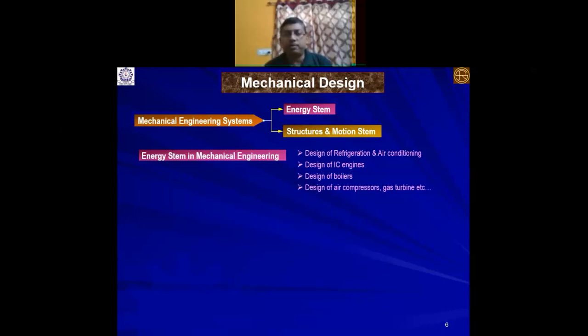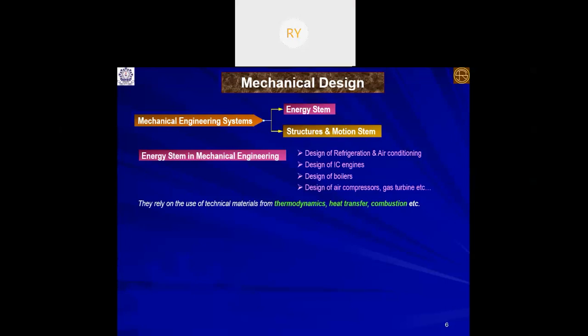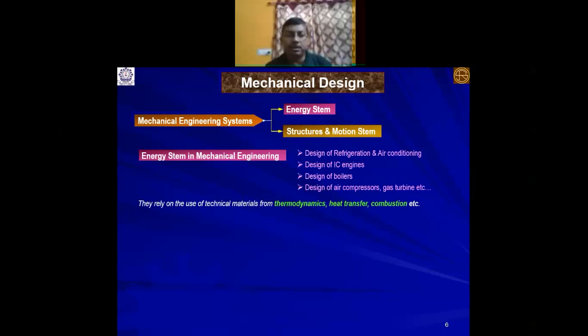As you know from the mechanical systems we are talking about here, the predominant subject knowledge required to design these is thermodynamics, heat and mass transfer, combustion. So this technical knowledge is required to design this sort of mechanical system, and this one is called the energy stem in mechanical engineering. Next is the structure and motion stem in mechanical engineering.